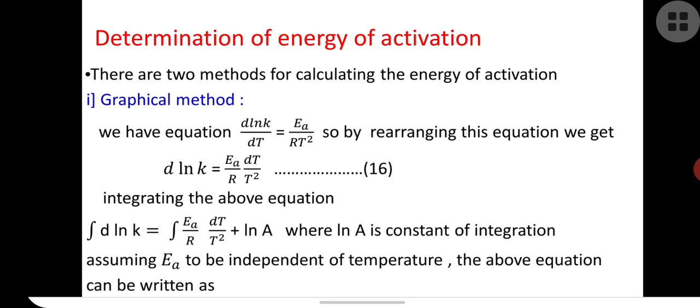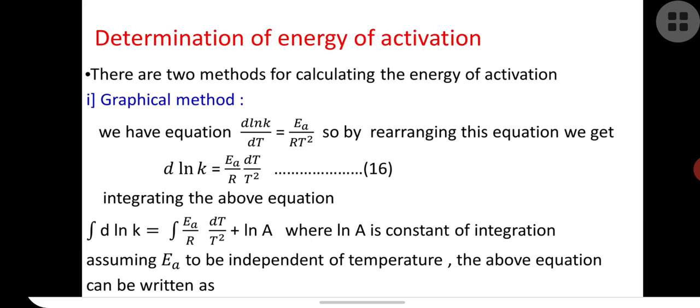The concept of energy of activation is used in collision theory as well as the theory of absolute reaction rates. Now we are going to discuss the next topic, that is determination of energy of activation. The energy of activation can be calculated by two methods. First one, graphical method. We already derived the differential form of the Arrhenius equation, d ln k upon dT is equal to EA upon RT square.